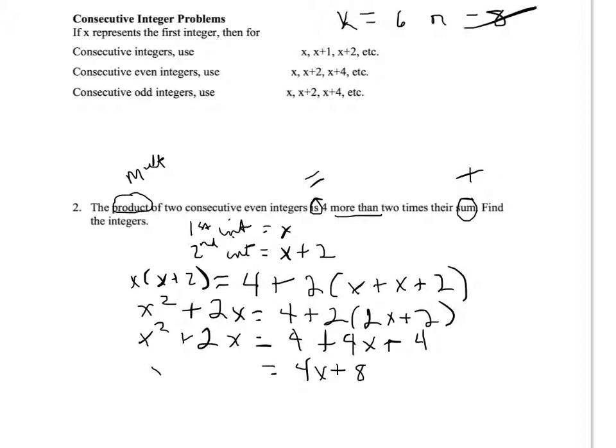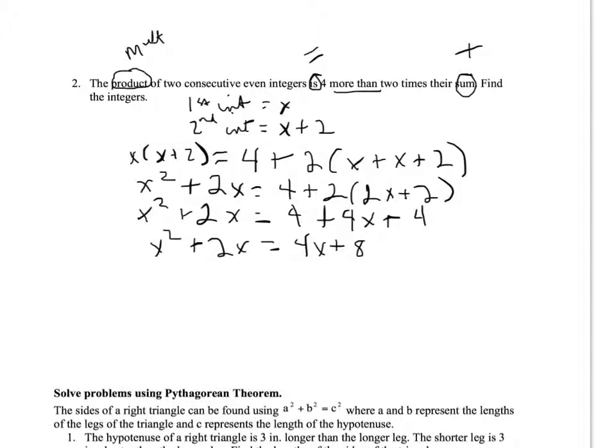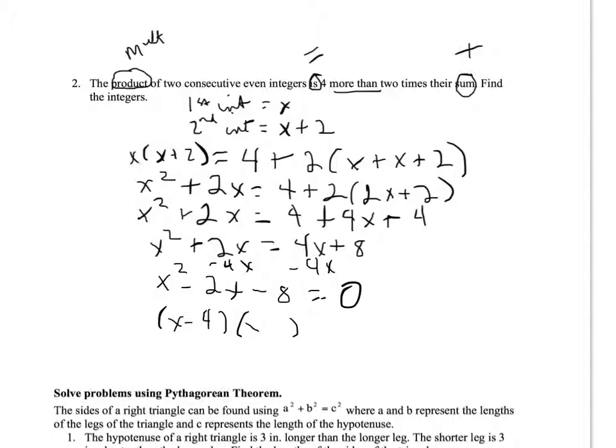And I have an x squared on the left. It is positive. I'm going to want to move everything to the left side. And that's going to give me x squared. When I subtract 4x from each side, that gives me a minus 2x. And then when I subtract the 8, that's going to turn into a minus 8 on the left, leaving 0 on the right. Okay, it's time to factor. What pair of numbers would multiply to give me a negative 8, add to give me a negative 2? That's going to be a negative 4 and a positive 2.